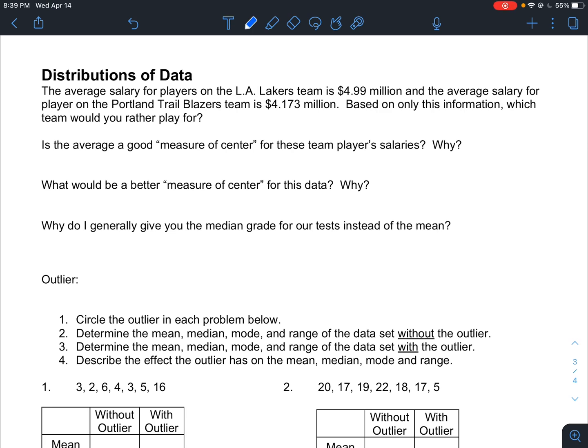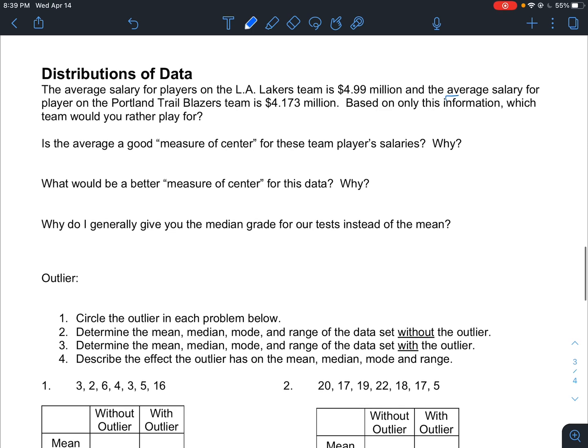So based on this information, again, you're seeing average. Okay, so the average player, I guess you could say, on the LA Lakers team, it's obviously higher, right? So by looking at that, you might think, yeah, I would rather be on the Lakers team. The average player has a higher salary than the Trailblazers. Okay, so I guess we could say, based only on this information, yeah, the LA Lakers.